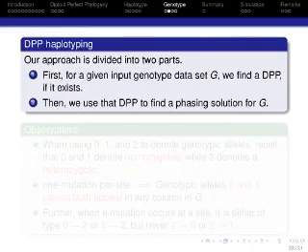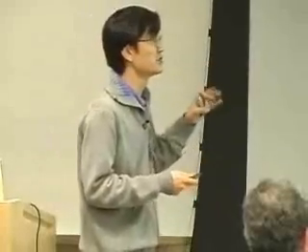I break up the problem into two parts. First, I will try to construct a phylogeny using genotype data as characters. So I'll work with 1s, 0s, and 2s. I'll try to construct a genealogy for that. And then I'll use the genealogy to find a phasing solution.